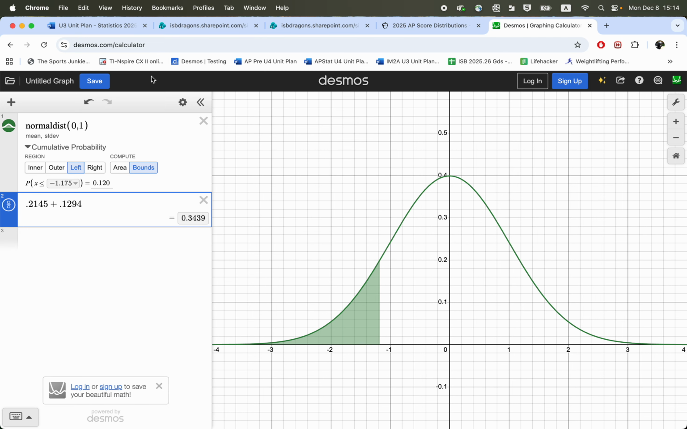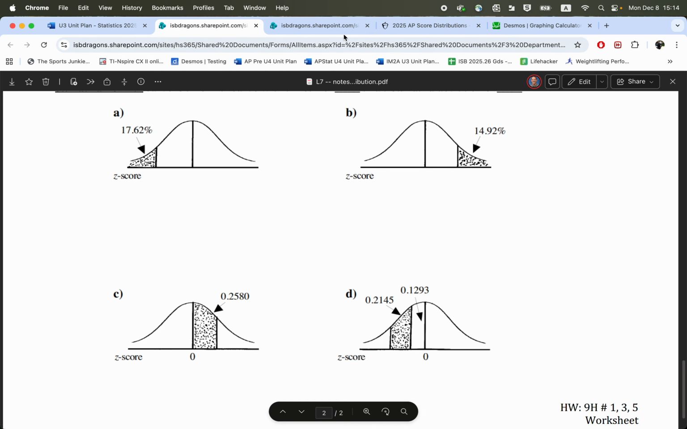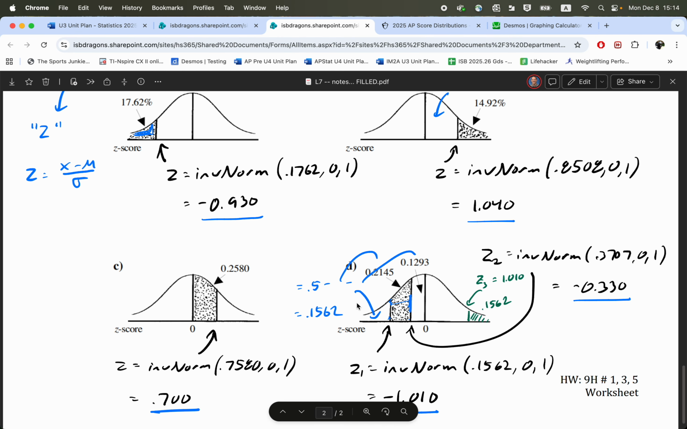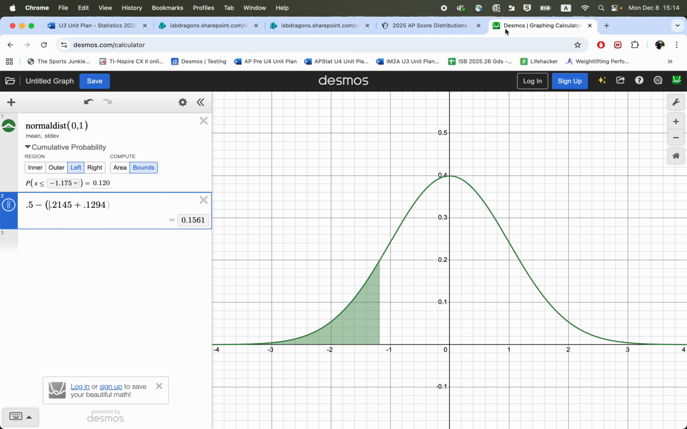Now I'm going to subtract this from 0.5, okay? So now I've got 0.1561. So basically what I know is that this area here has to be 0.1561. And if I look at my picture here, that's what this is, okay? So I'm going to find this value first.